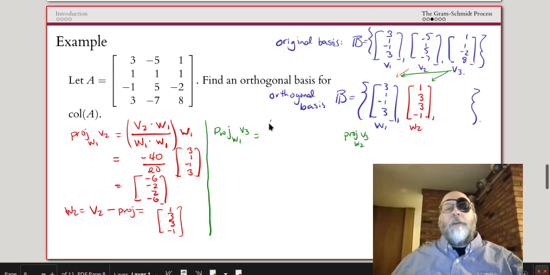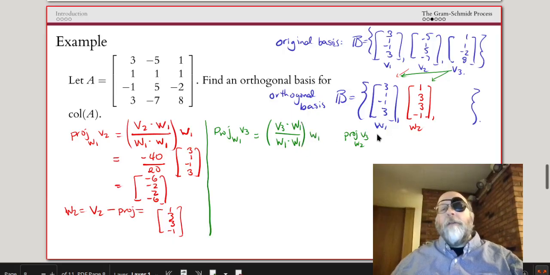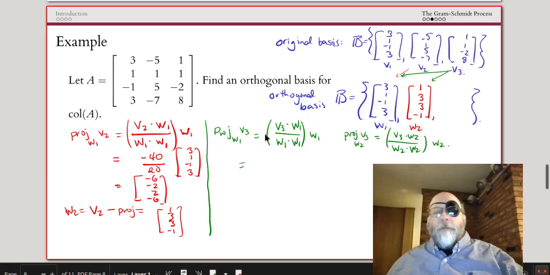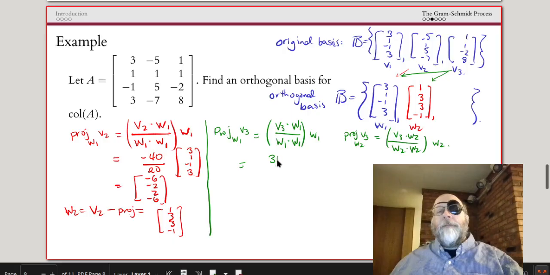So the formula for this one is V3 dot W1 over W1 dot with itself times W1, and this will be V3 dot W2 over W2 dot with itself times W2. All right, numbers get a little bit messy here. The dot product of V3 and W1 is 3 plus 1 is 4, 4 plus 2 is 6, 6 plus 24 is 30.